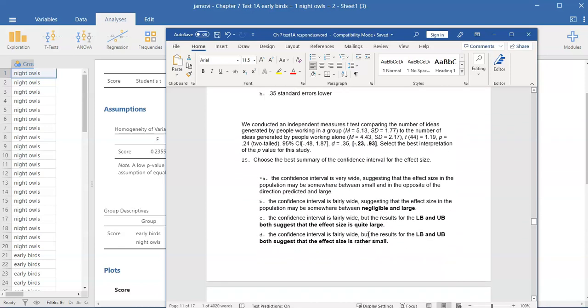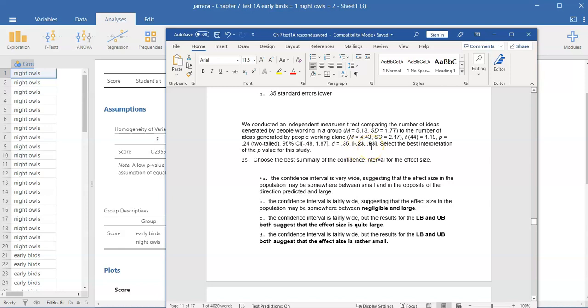Okay, and here we want to interpret the confidence interval around the effect size. So this is what we're interpreting, these bold numbers here. A is the right answer. This confidence interval is very wide. It's very wide because it's going from, again, a small negative effect to a large positive effect. That's a very wide range.